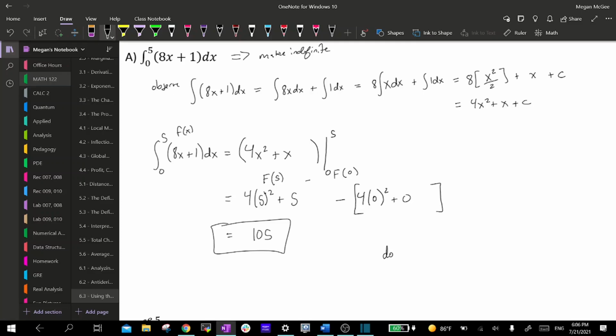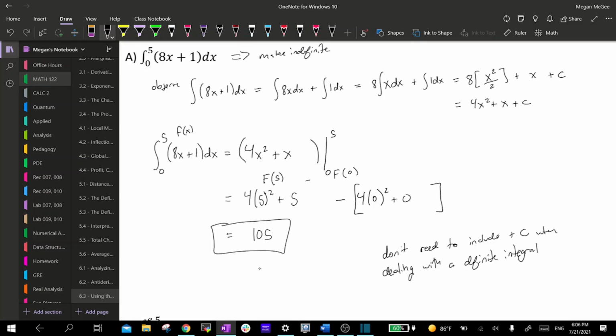So we don't need to include c when dealing with a definite integral.